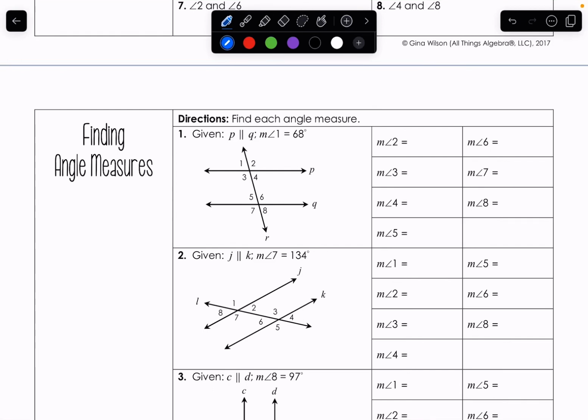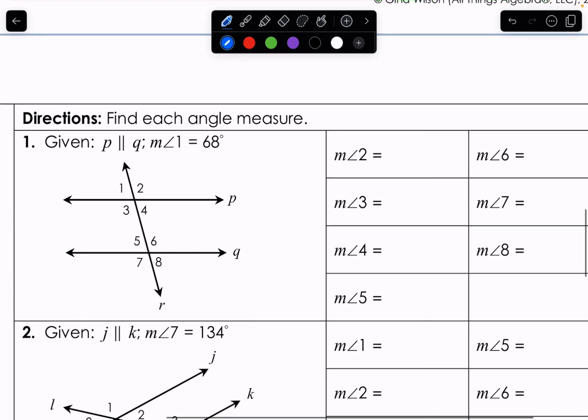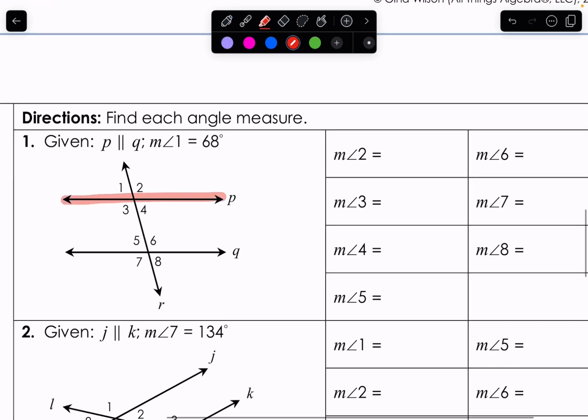All right, so now we're going to use what we know about the angle relationships with parallel lines and transversals to find the missing angle measure. So in number 1, we're given that line P is parallel to line Q, and that the measure of angle 1 is 68 degrees. So we can use our angle relationships to figure out the rest of these.